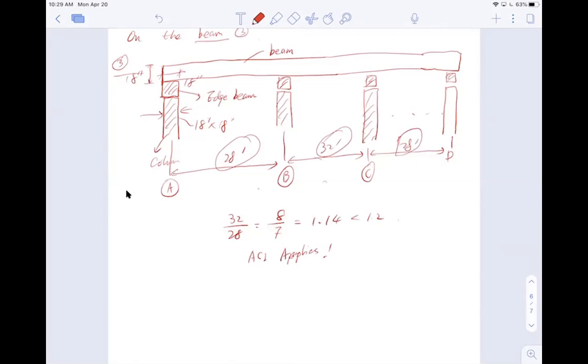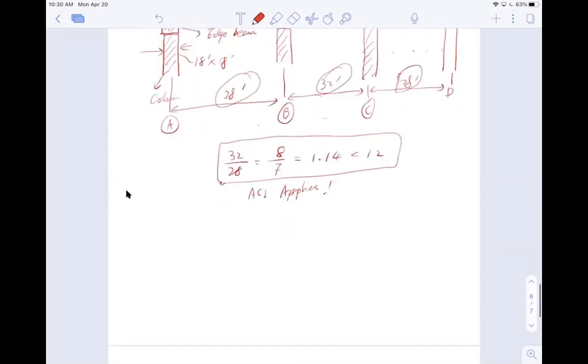So why I first used 24 feet, that's a hint. Because in the exam, you might see a different span length there. So first thing first, you need to show me that it actually satisfies the requirement to use the moment coefficient table from ACI. Then the subsequent calculations are similar to the slab.